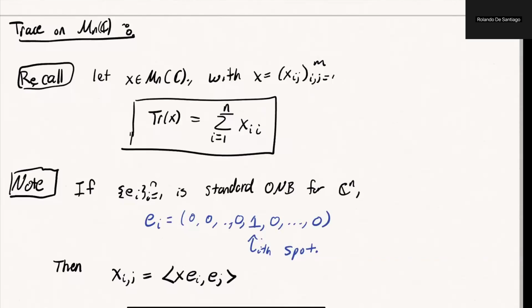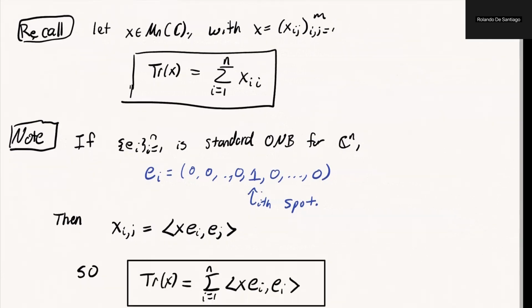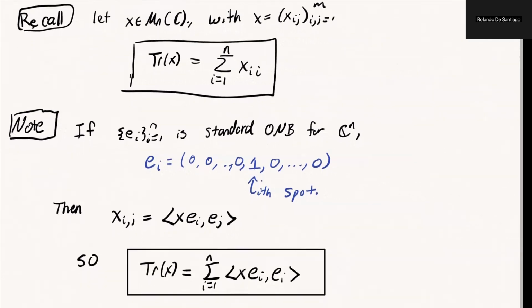Then the ijth entry of a matrix is given by the inner product that you see at the bottom of your screen here. X applied to the ith basis vector, then take the inner product of that result with the jth basis vector. And this allows us to rewrite this expression for the trace using an orthonormal basis. In this case, it'll be the sum of x applied to the ith orthonormal basis vector, then you take the inner product of that value against the ith orthonormal basis vector, and then you sum all of these values.